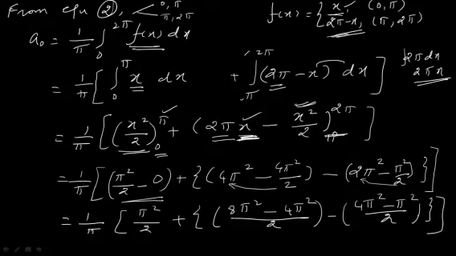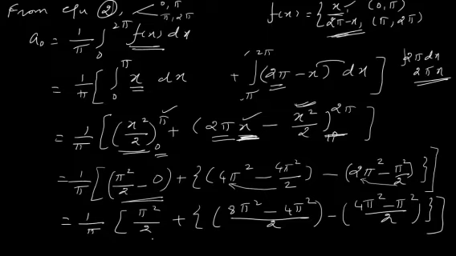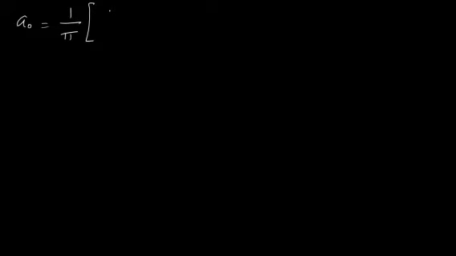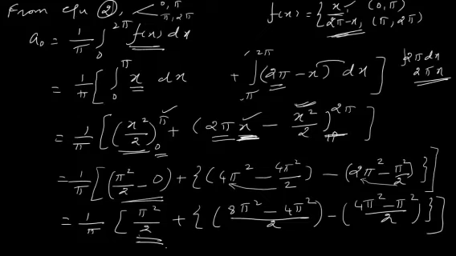Okay. Now let me simplify this. So that is where a naught is equal to 1 by pi of, let us first write down the first term as it is. Okay. Of pi square divided by 2 plus, look at here, 8 pi square minus 4 pi square. That is, we have only 4 pi square divided by 2.